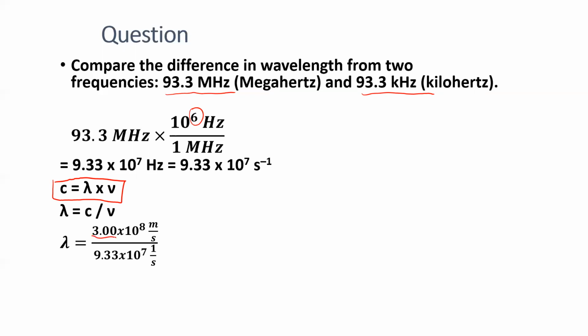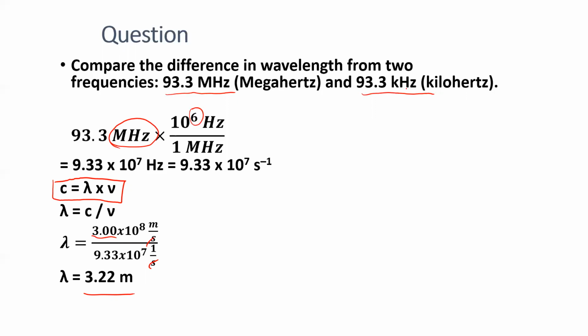Here I just rounded, but I plug in the 9.33 times 10 to the 7 per second, and I see that the per seconds cancel, leaving me with 3.22 meters. So this is my wavelength for this frequency in megahertz.